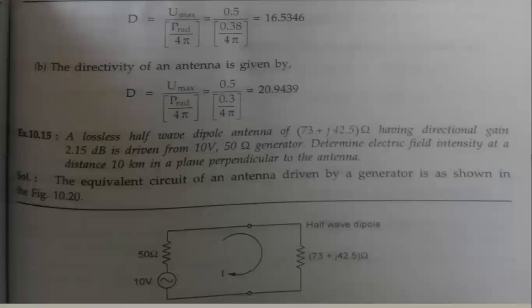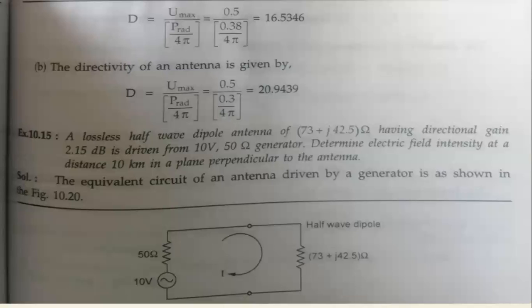So the directivity of an antenna in terms of the radiation intensity can be calculated as D, that is nothing but the directivity. D equals U max divided by P radiated divided by 4 pi. The values are already given in the numerical, 0.5. This we have calculated, 0.38, just now in the previous slide, and the 4 pi. If you substitute these values, you will get the directivity as 16.5346. So 16.5346 is nothing but the directivity of the antenna.